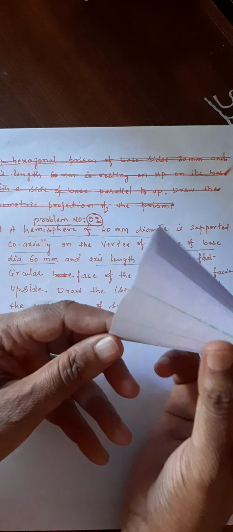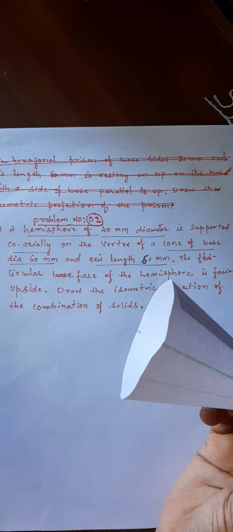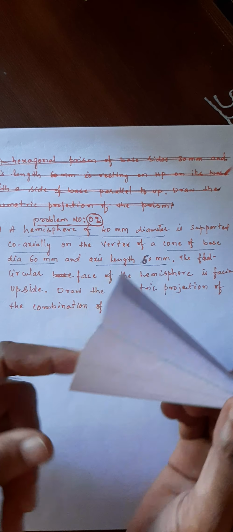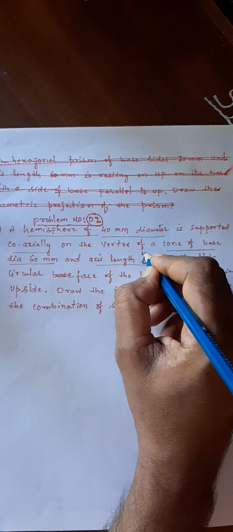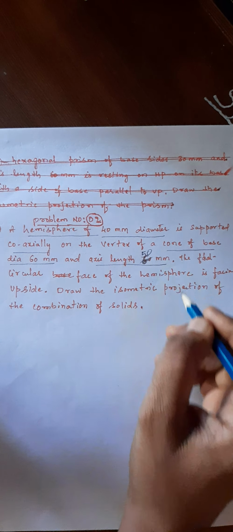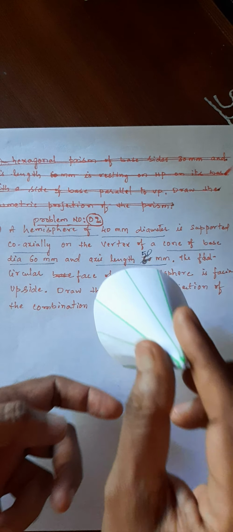Now see, this is the cone. The base diameter is 60 millimeter. Axis length is 50 millimeter, not 60. Okay, it is like this. Now this is the cone, base diameter 60 millimeter. Now see this height, total height is 50 millimeter.